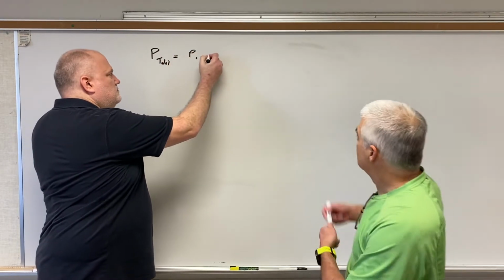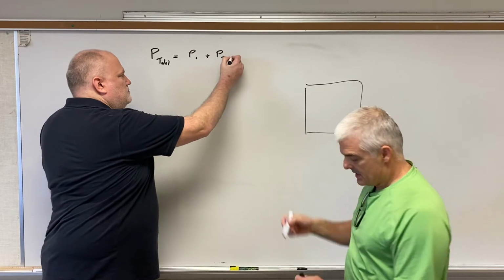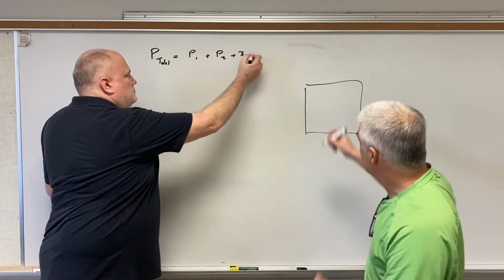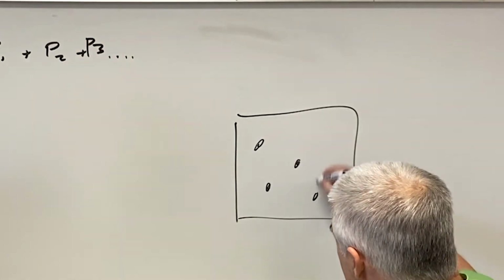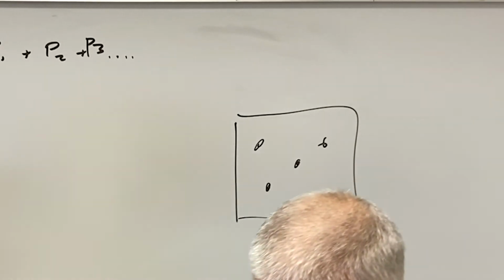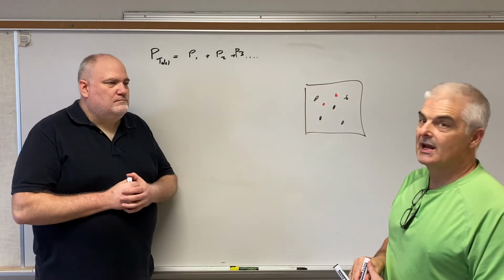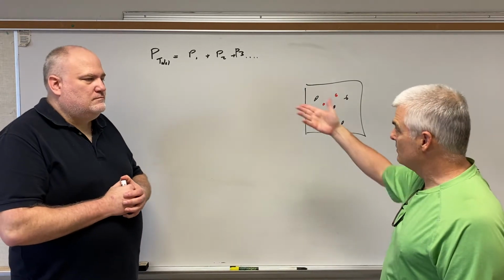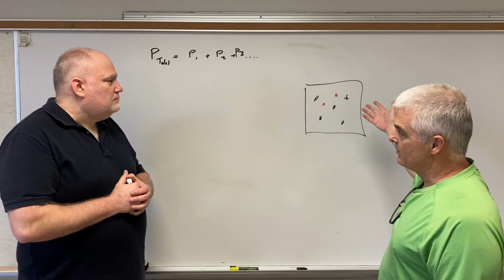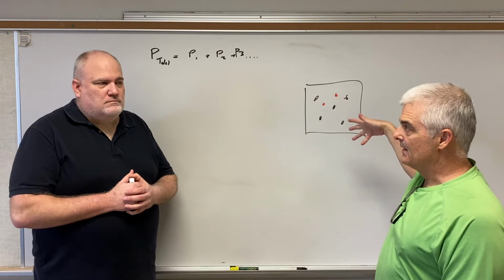So if I have a box right here, and in that box I have these gases with the black dots, if you will, and then I've got the red dots, they each add up to the total pressure. It's P1 plus P2 plus P3. They kind of add separately.